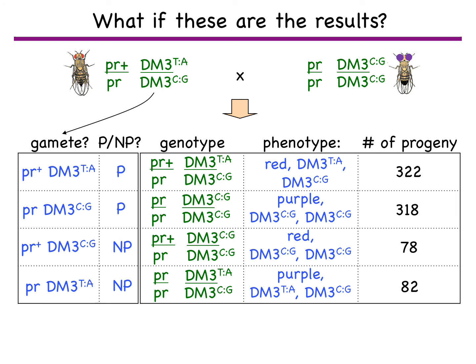Now, one of the things I probably should have said right from the start: if you look at the number of progeny, you already have very strong evidence that the DM3 locus is linked to the purple locus. The reason that's the case is because what you see is two progeny classes are way more abundant than two other progeny classes.